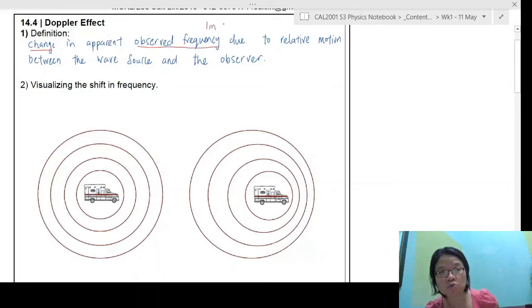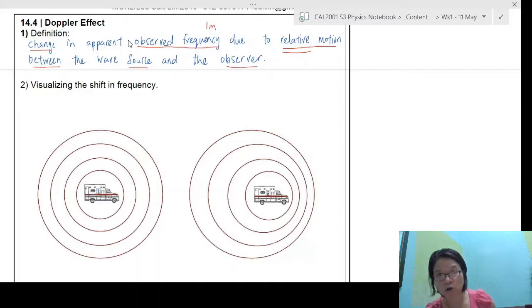Normally, this definition is 2 marks. 1 mark is when you say there's a change in observed frequency of the wave. You can specify the wave to the question if needed. Okay, due to relative motion between the source and the observer.